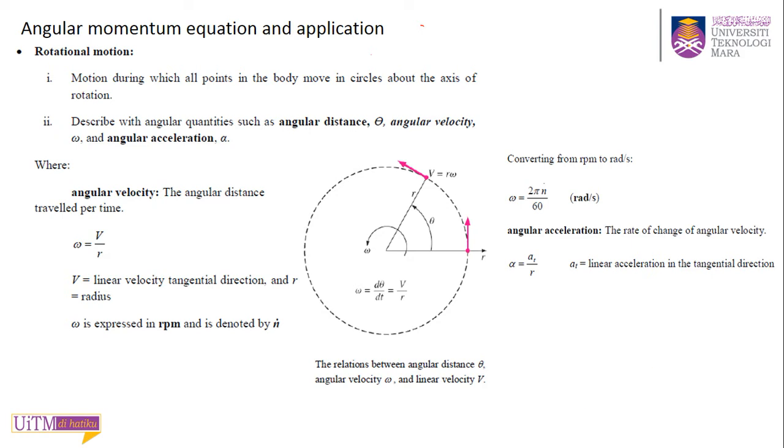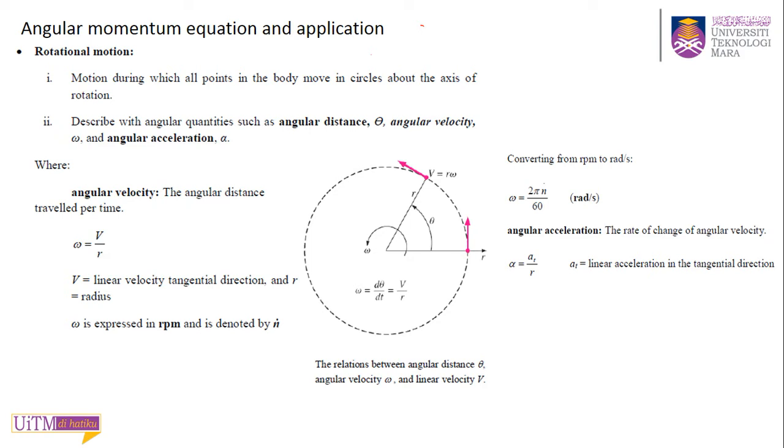So because of that, because the fluid or whatever is moving in rotation, you have what we call angular properties: angular distance, angular velocity, angular acceleration. So everything is angular because you are moving in a rotational motion.